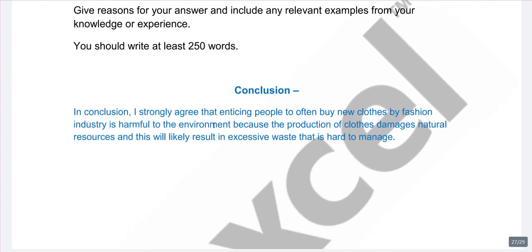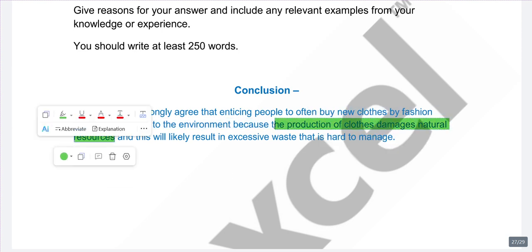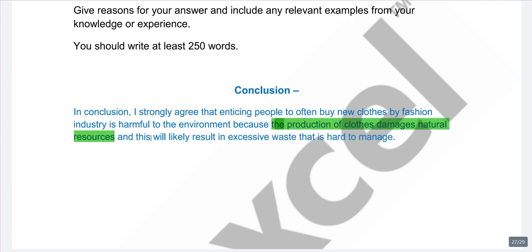In conclusion, I strongly agree that enticing people to often buy new clothes by the fashion industry is harmful to the environment, because the production of clothes damages natural resources, and this will likely result in excessive waste that is hard to manage. So these are our two ideas that I was talking about. Production of clothes damages natural resources. Clear? And second is excessive waste is hard to manage. So these are our two ideas that we talked about in the introduction and our body paragraphs. I hope it is clear.